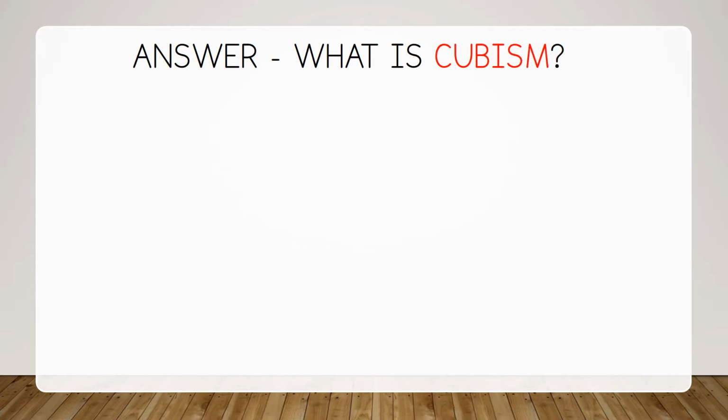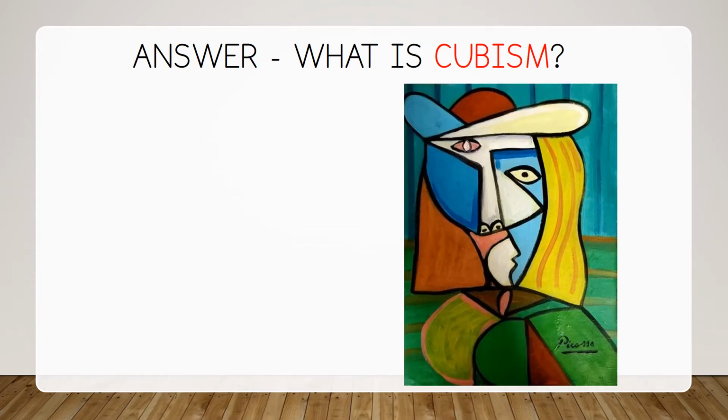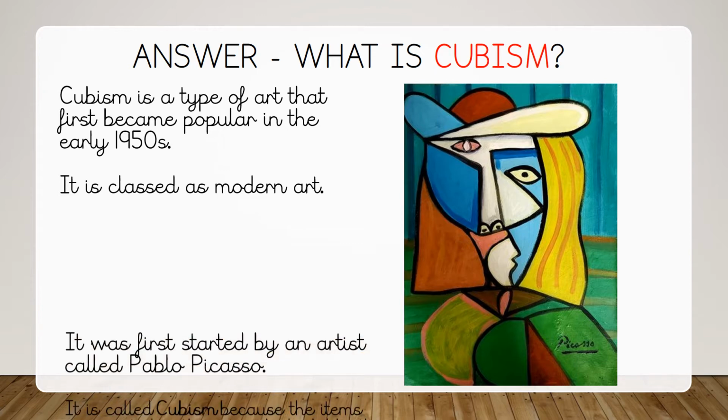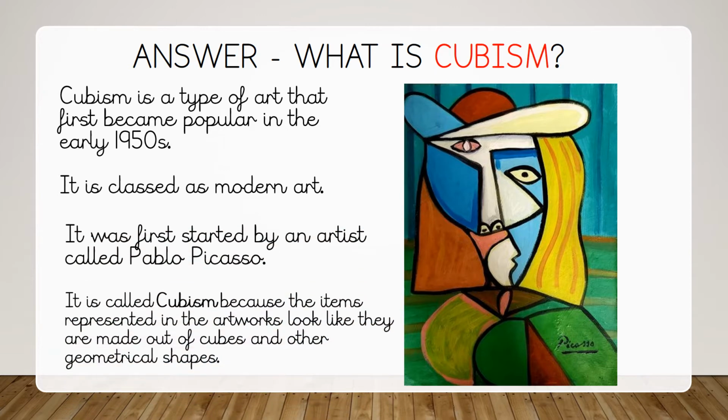So what is cubism? Here is an example of cubism, or a piece of artwork by Picasso. It is a type of art that became popular in the early 1950s and is classed as modern art. Pablo Picasso was actually one of the first people that started using cubism. And it's called cubism because the items in the artwork look like they're made out of cubes or other geometrical shapes. If you take a look at this painting, what shapes can you see?